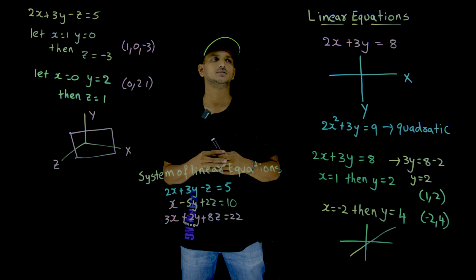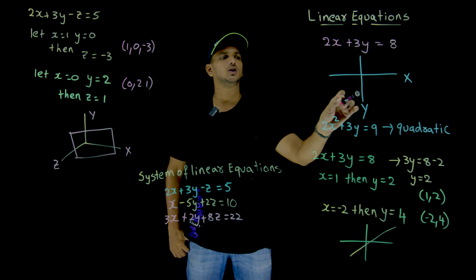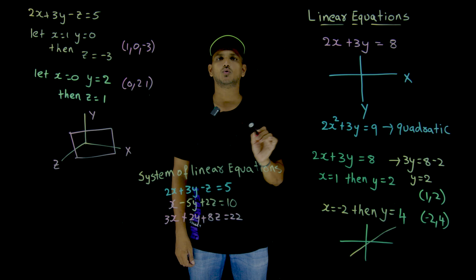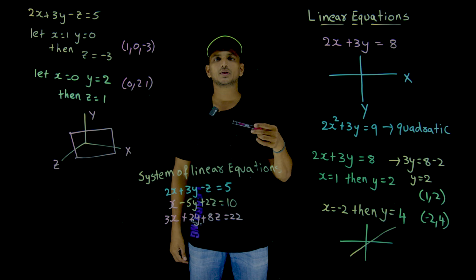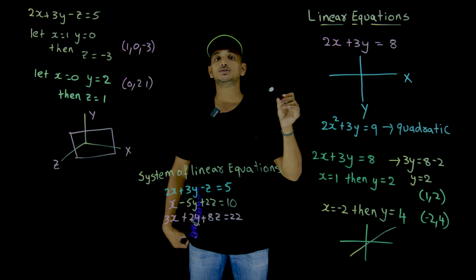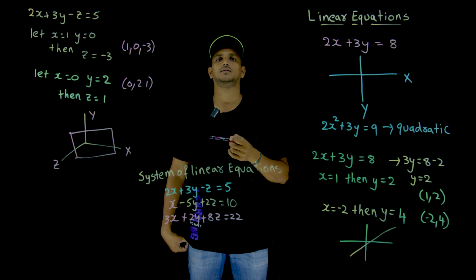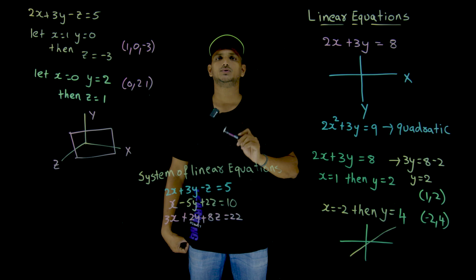Now coming to the concept, if you take a two-dimensional coordinate system, the x and y coordinate plane, a linear equation is represented like this: 2x plus 3y is equal to 8. This is a linear equation. It is in the form ax plus by is equal to c.